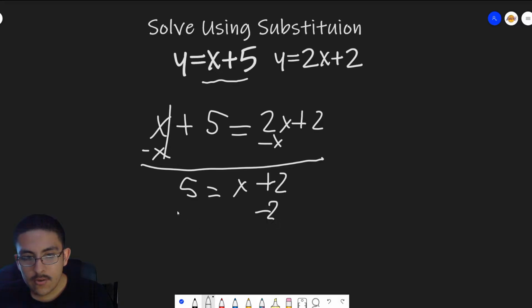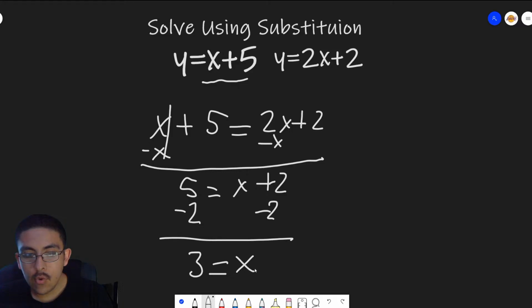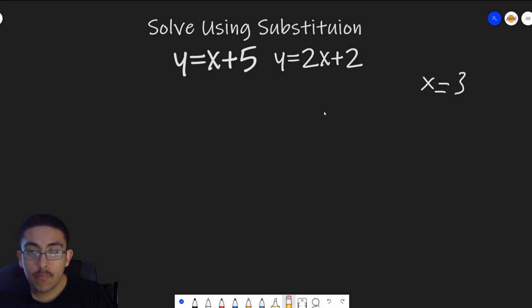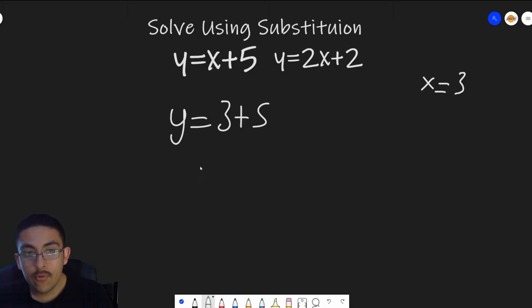We can subtract 2, so 3 is going to equal x. We can just write that up here: 3 equals x. So half the problem's already done. Now we can just plug in 3 for x and get the y. So if we plug in 3 here, y equals 3 plus 5. Everyone knows 3 plus 5 is 8, so y is going to equal 8.